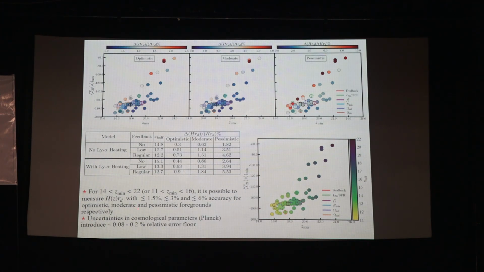We also estimated the uncertainties introduced in this measurement due to the uncertainty in the cosmological parameters that we have in Planck, and those uncertainties will introduce a 0.08 to 0.2% relative error in this measurement, which is significant given these accurate values that we have.